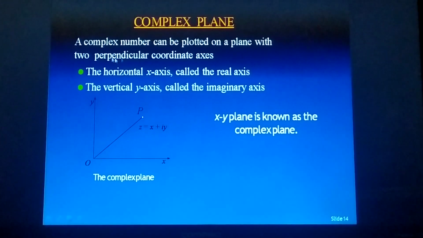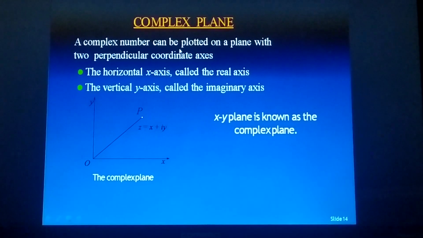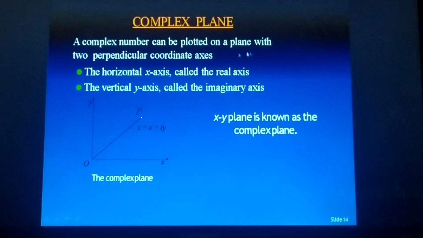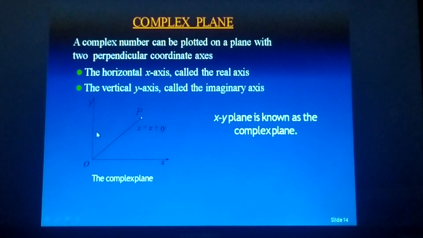A complex number can be plotted on a plane with two perpendicular coordinate axes. The horizontal x-axis is called the real axis. The vertical y-axis is called the imaginary axis. Here in this figure, OX is the x-axis, called the real axis. OY is the y-axis, also called the imaginary axis.